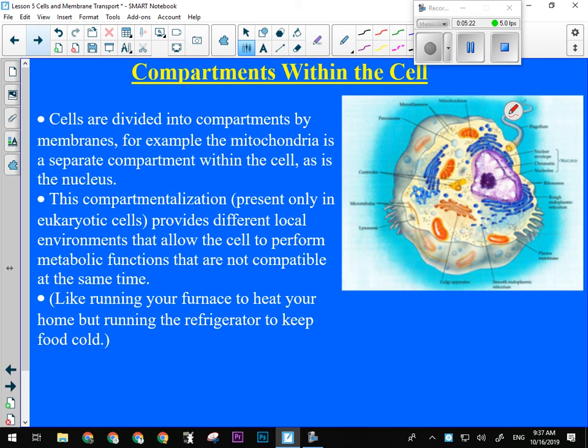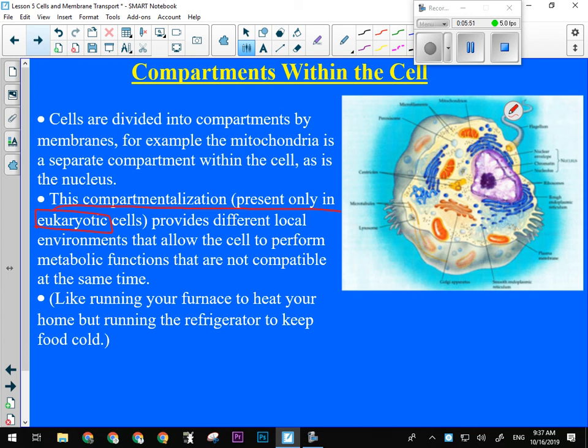Cells are divided into compartments by membranes. Each organelle has its own membrane that separates it from the rest of the cell. So that's what compartmentalization is, and it is present only in eukaryotic cells. All multicellular organisms are eukaryotes. They have eukaryotic cells.